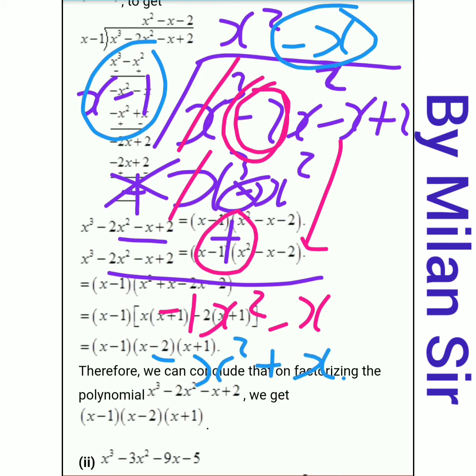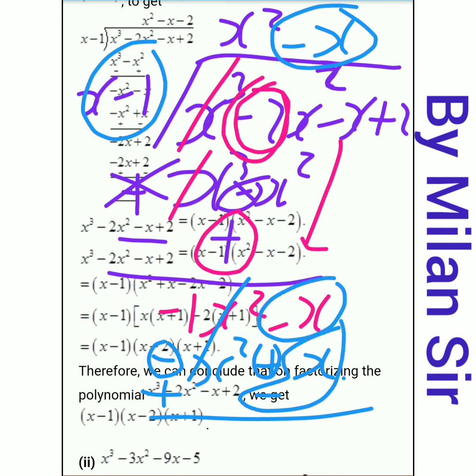Again we need to use the subtraction process, so we need to change the sign. This minus becomes plus, this plus becomes minus. So plus x square and minus x square cancel. Here we have minus x, and here we also have minus x. Minus minus is plus, x plus x is 2x, the sign is negative, and here plus 2 comes down. So minus 2x plus 2.